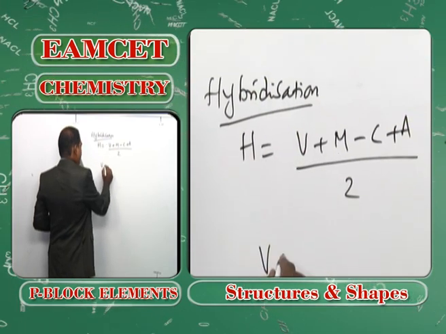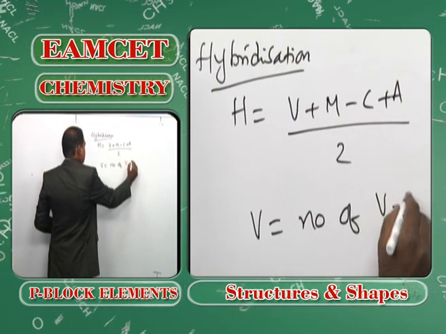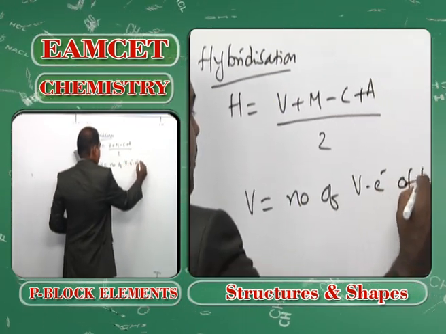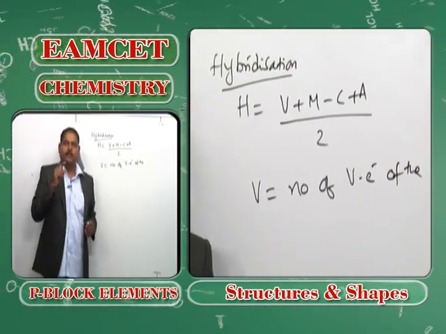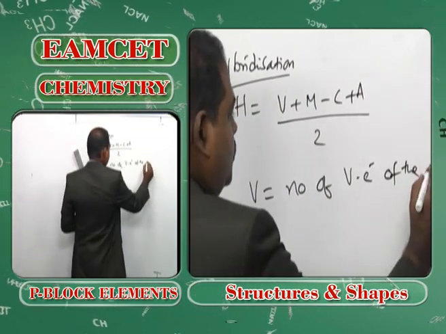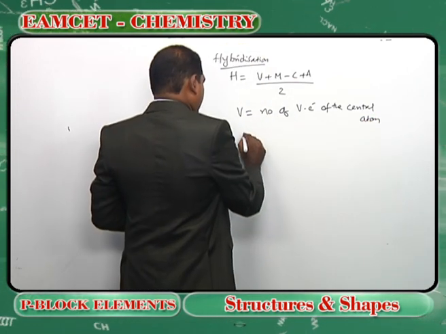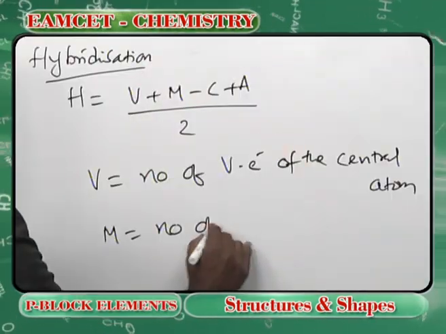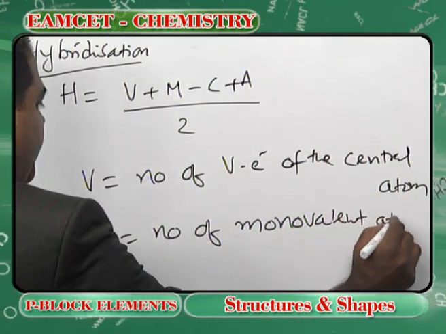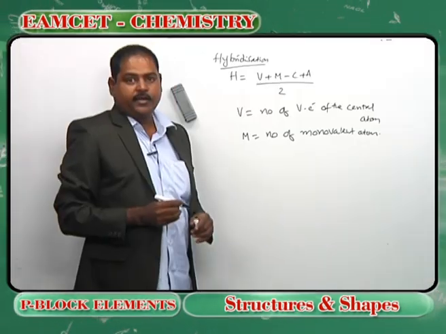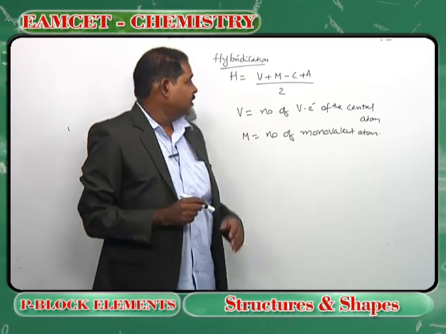V, number of valence electrons of the central atom. Most of the time, number of valence electrons is nothing but the group number in which the particular element is present. Number of valence electrons of the central atom. M, number of monovalent atoms. So, we have to ignore oxygen, which generally forms 2 bonds. So, oxygens are ignored because it forms 2 bonds.